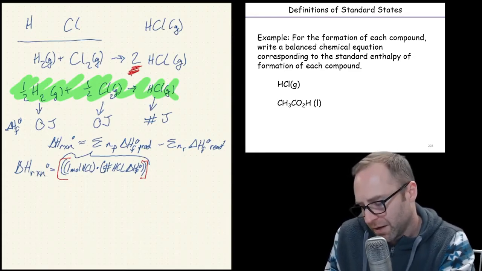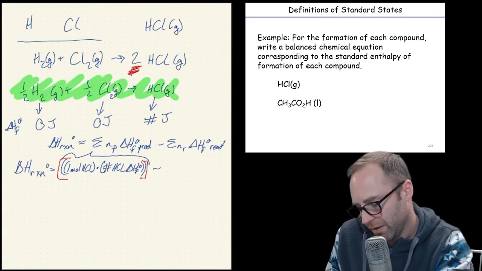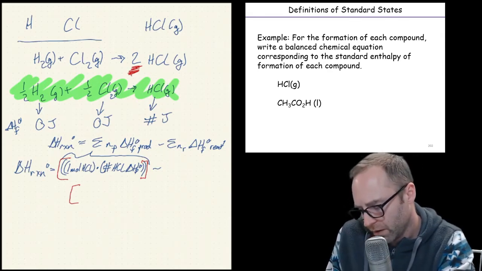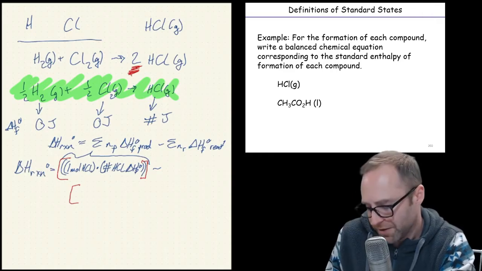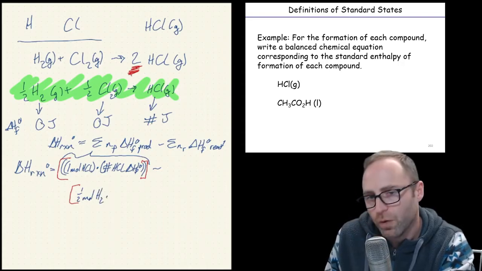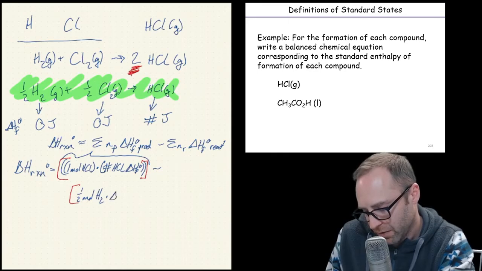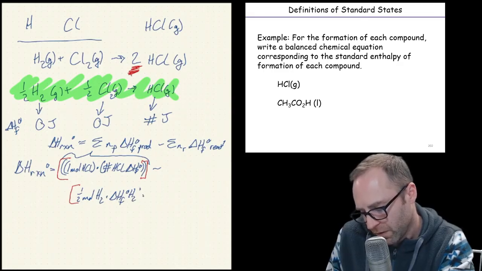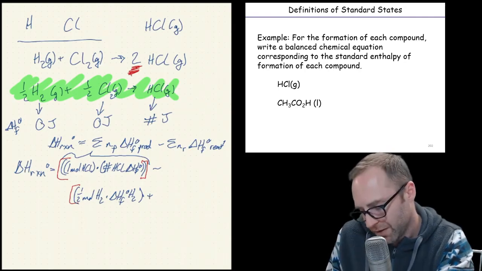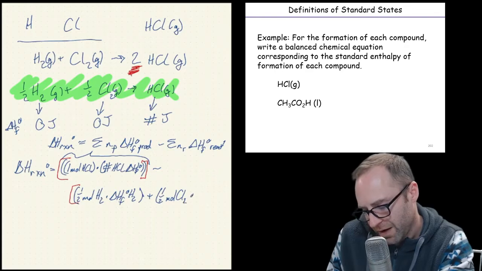Now it's time to do the reactants. So let's say minus, and I'm going to try to write this out a little bit bigger, I'm going to just write the reactants one line lower. For our hydrogen, we had half a mole of H2. We multiply this by the enthalpy of formation of H2, plus, because this is what the sum part of it means, plus the one half mole of the Cl2 times the enthalpy of formation of our chlorine.